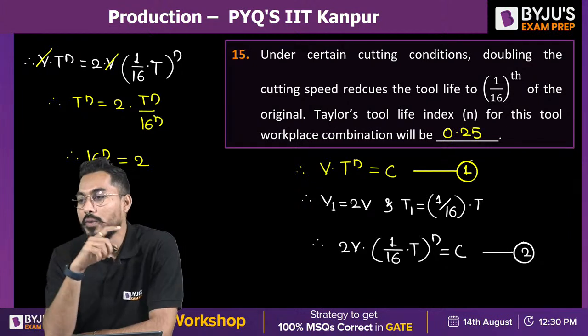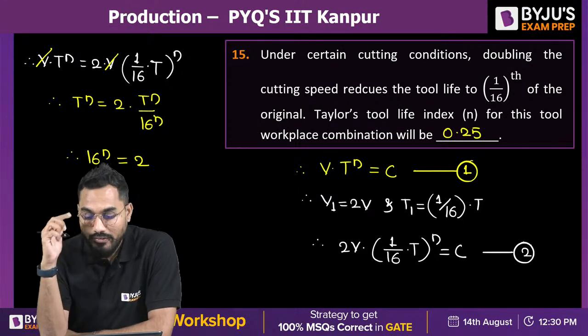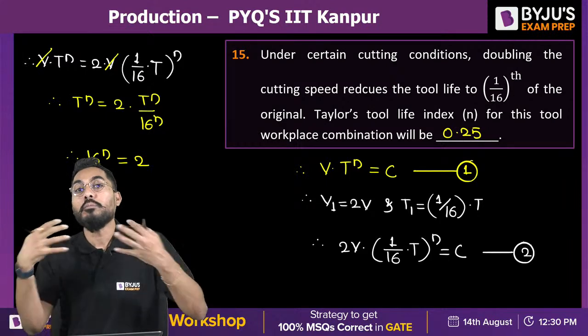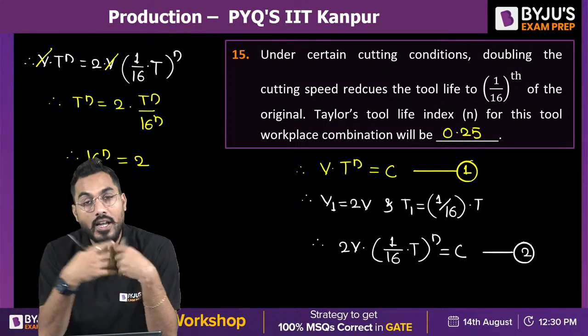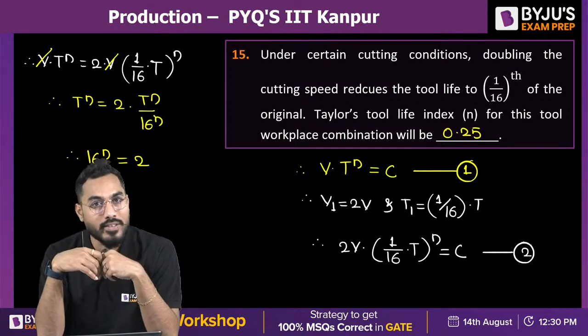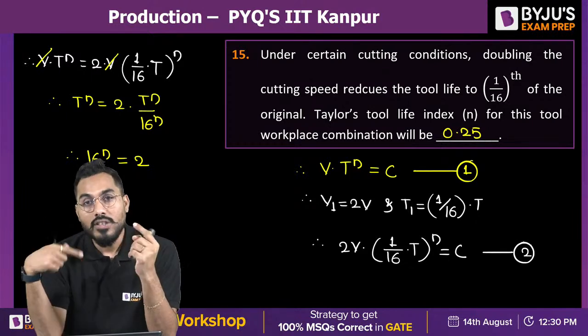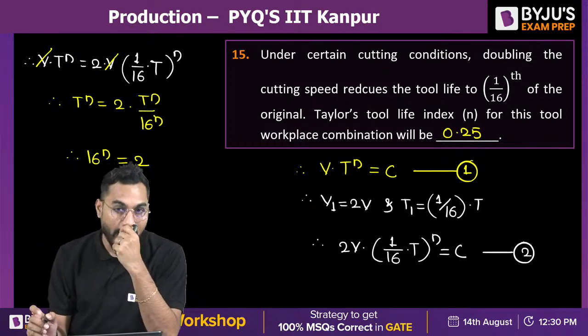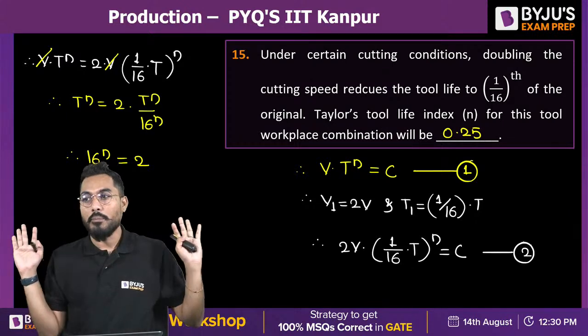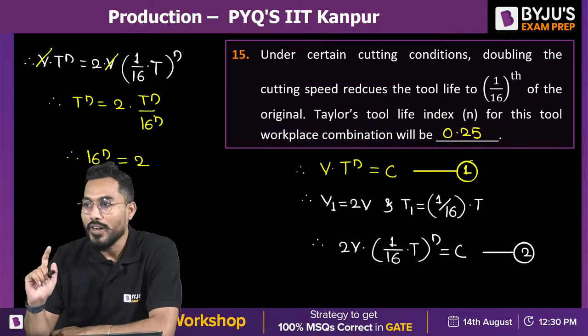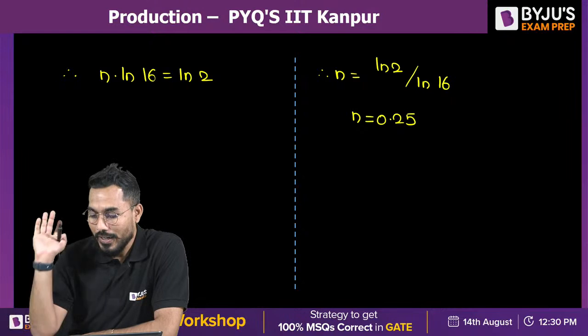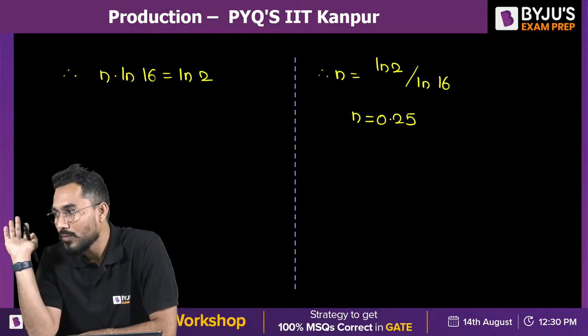So what do we understand from here? We understand one thing: whenever such conditions come, we have to compare the Taylor's tool life equation, right? Under similar conditions, the constant will remain the same. And if I use the same tool, the Taylor's index n will also remain the same. So we just have to compare that. Is it true? Yes. So this is exactly my answer, n is exactly equal to 0.25. Is it true?